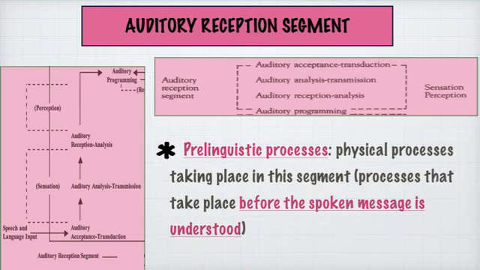Okay. They also call the auditory reception segment the pre-linguistic processes. So these are physical processes that take place in the segment before the spoken message is understood. So, even before the message is understood, this happens. It is purely the reception of auditory input. So again, the emphasis is that there is no higher processing yet. Higher processing happens at area 22.